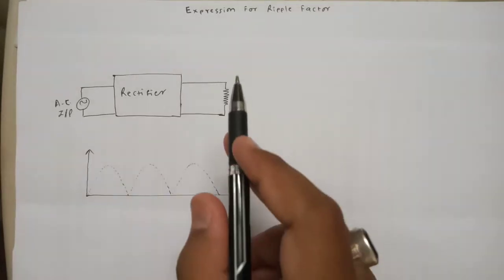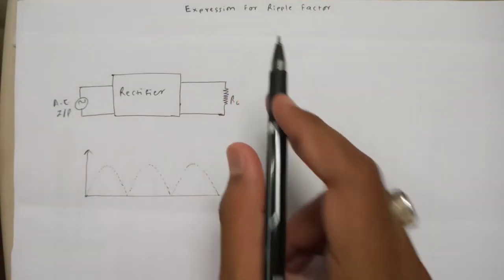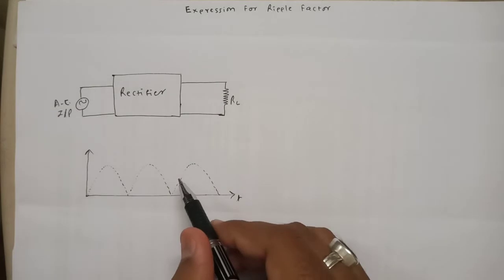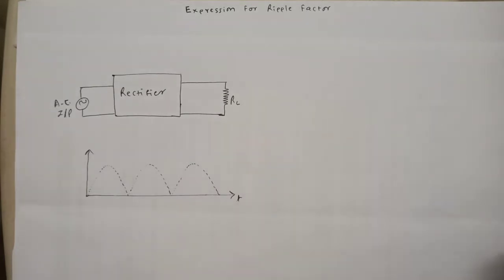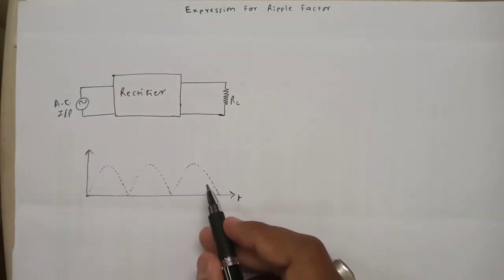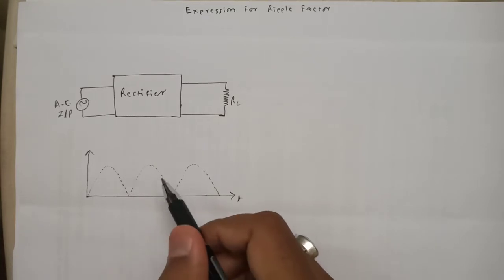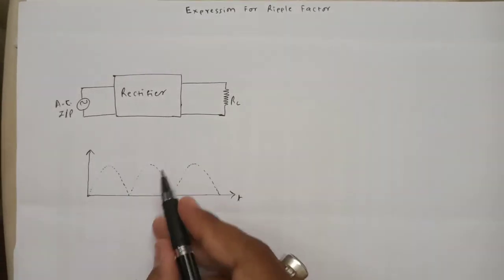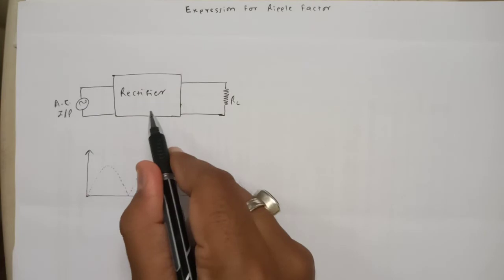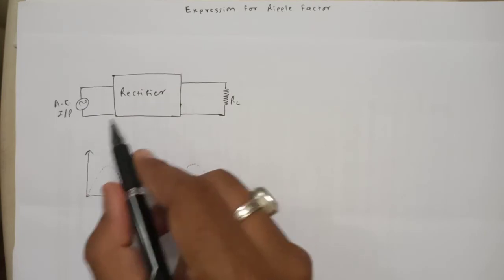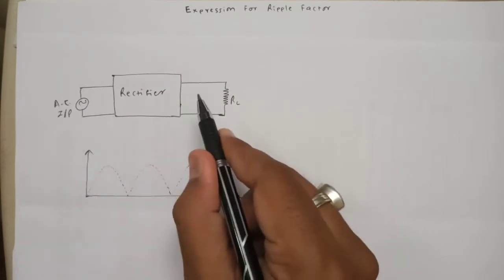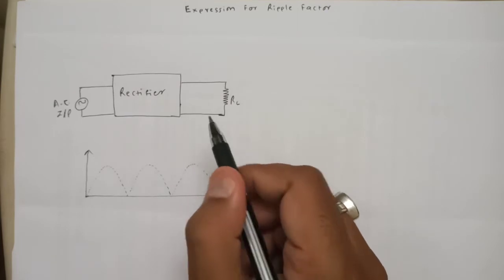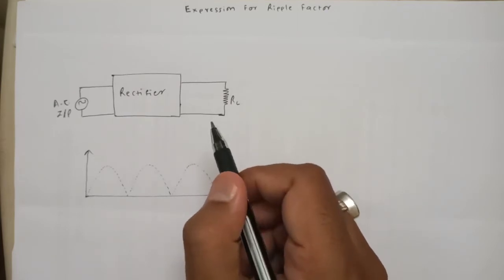To understand the expression for the ripple factor, we need to know all the things which we have already covered, but let's go very briefly, in short duration, I will recall. So we know, if we consider the rectifier, we are converting AC into DC. The output of the rectifier is not pure DC, we get a pulsating DC.